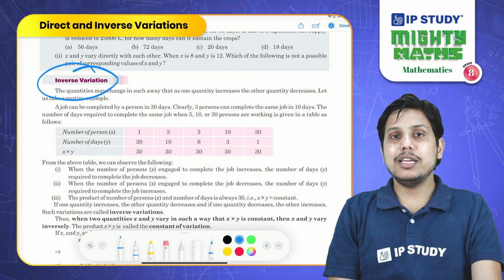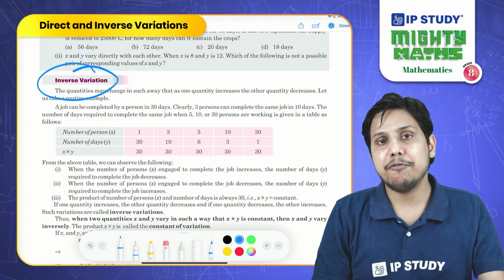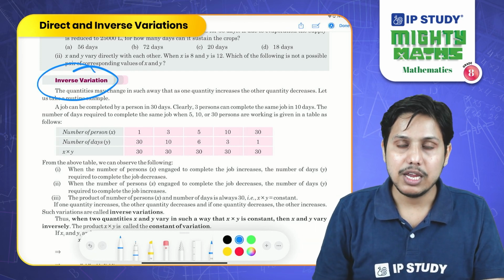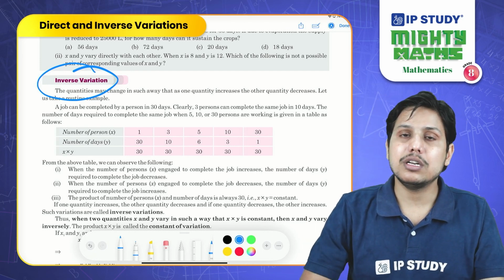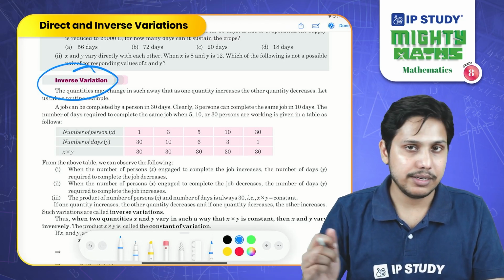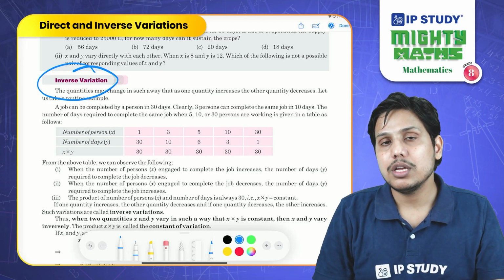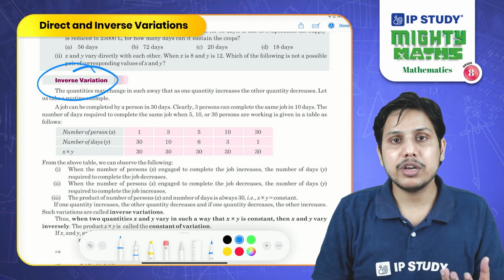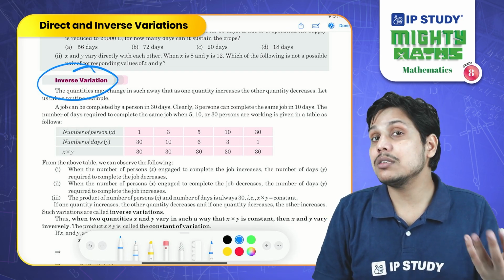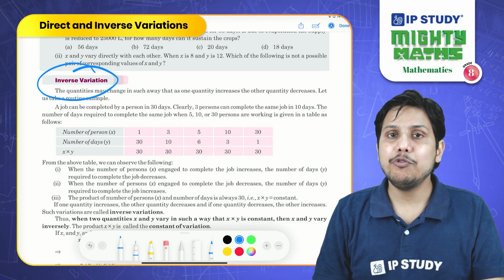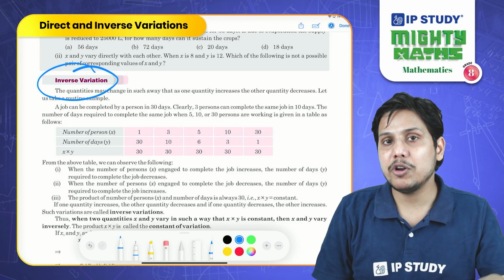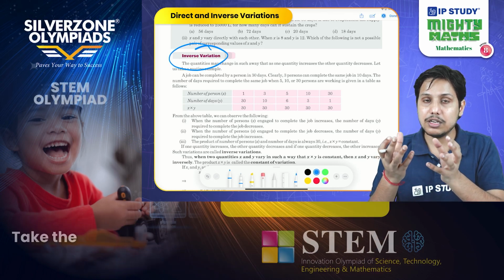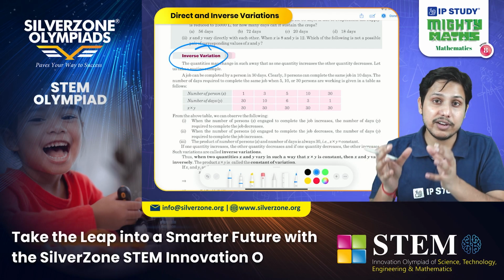So inverse variation is a variation in which the effect in one has an opposite effect in the other. Yes, or the effect in the first results in the opposite effect in the other. Like, let's suppose we have a building to be made and there are 10 workers working on it, it takes 6 months to complete the building. Now if we increase the number of workers to 50 from 10, it means the number of months it will take will decrease.